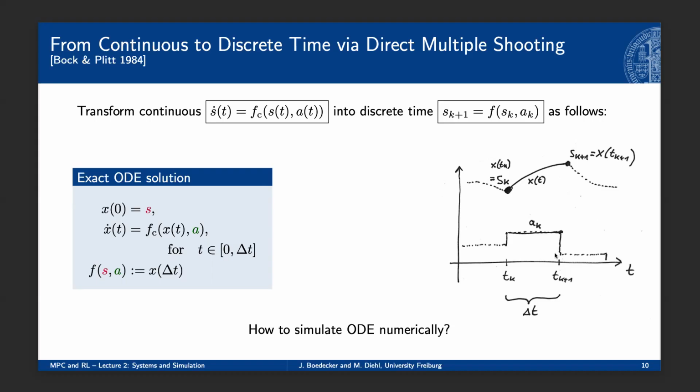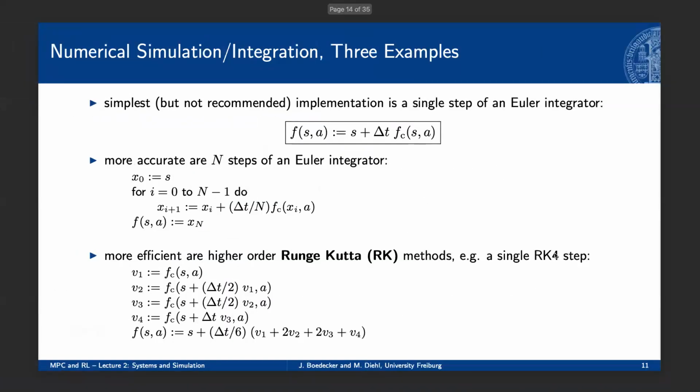But then the question is, how do we do this simulation? And how do we do that in practice? And there are many possible ways. And the simplest way that I do not recommend, I should say, is a single step of an Euler integrator. The Euler integrator goes back to Leonhard Euler, about 300 years ago nearly. And the idea here is just to take the state and go into the direction of our time derivative with the length of the time step.